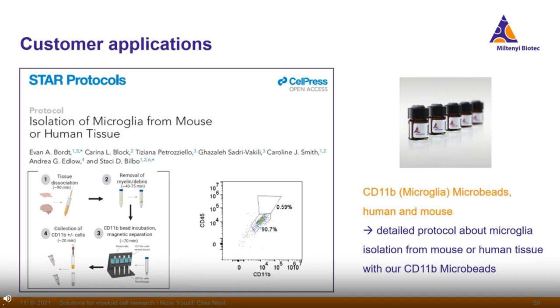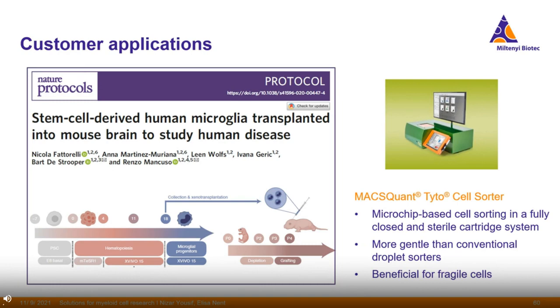And now I would like to show you some highlighted publications that may help you develop your own protocols. The first one was from a customer, which was published last year as a STAR protocol by the lab of Staci Bilbo. They describe step by step how to isolate viable microglia with our CD11b MicroBeads from the adult mouse or even the human brain. And for anyone that is interested in this method or is working with human tissue, I can greatly recommend this paper.